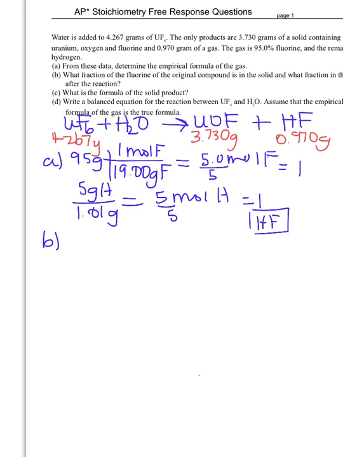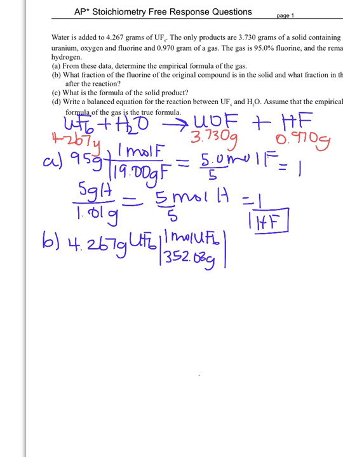B. I'm going to start with that 4.267 grams of UF6. And I'm going to use some stoichiometry to get all the way to grams of fluorine. So molar mass of UF6, I calculated it earlier, 1 uranium and 6 fluorine, is a grand total of 352.03 grams. That's equal to 1 mole of UF6.